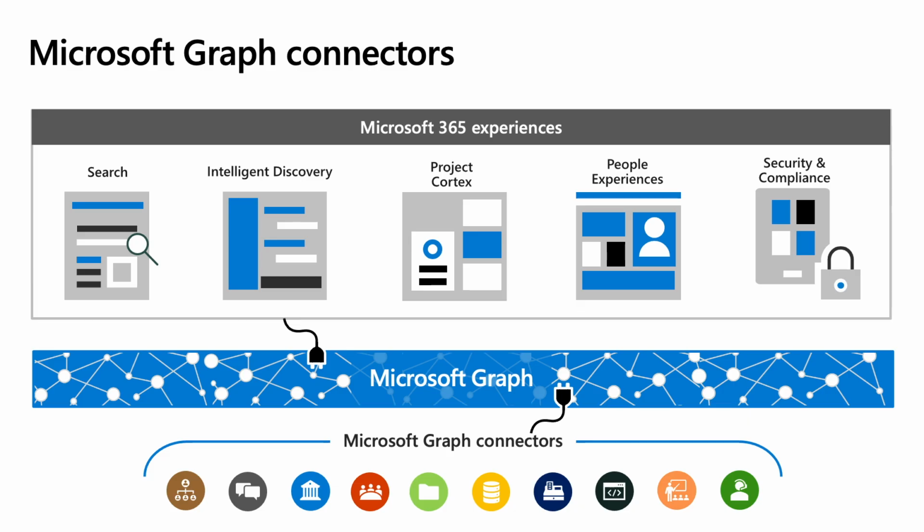However, many organizations also need to search for content that lives beyond Microsoft 365, and that's where Graph Connectors can help. Microsoft Graph Connectors empower organizations to bring in external data into the Microsoft Graph. The Microsoft Graph is the data fabric that in turn powers multiple intelligent experiences, including search, allowing users in your organization to search over that external data. The data that is brought in through Graph Connectors will be able to participate in other experiences in the future, such as intelligent discovery, Project Cortex, people experiences, and security and compliance. But for now, let's keep talking about search.